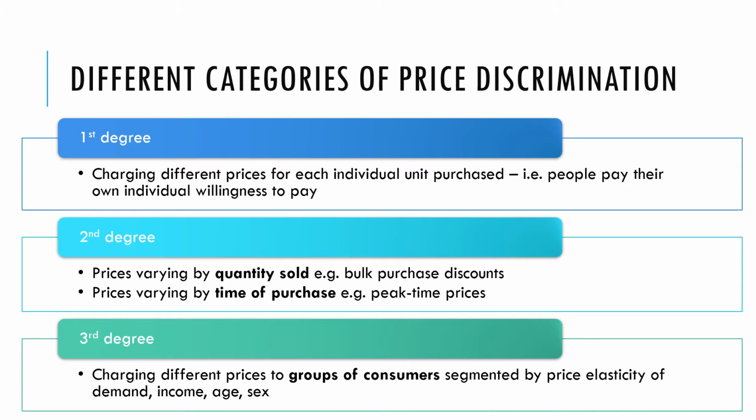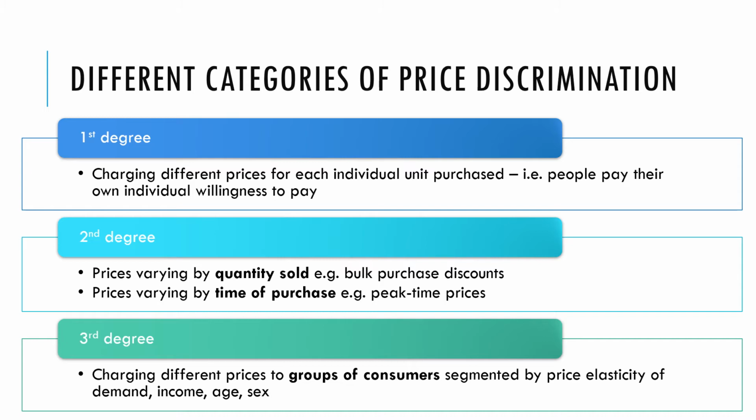Second degree price discrimination is when I discriminate based on the quantity sold. So perhaps if you buy more, I'll offer you a different price than if you buy less. Or by the time of your purchase, e.g. peak and off-peak. And third degree price discrimination is where I charge different prices to different groups of consumers, segmented by their sensitivity to price.